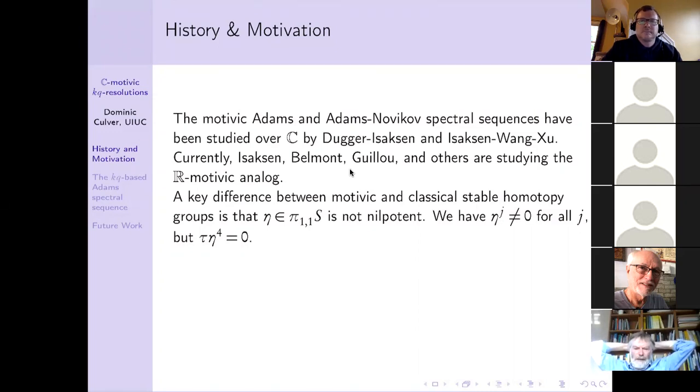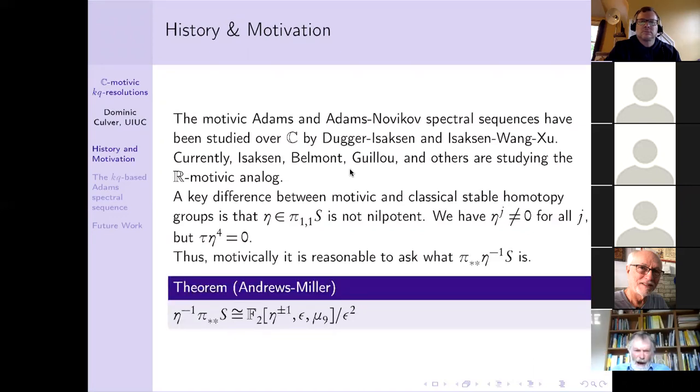But now in the classical stable stems, eta to the 4 is 0. It's a nilpotent element. But motivically, eta is not nilpotent. In fact, eta to the j is not 0 for any j. What you do have is that tau times eta to the 4 is 0. So eta to the 4, while not being 0, is tau torsion, and that's why it goes away when you Betti realize.